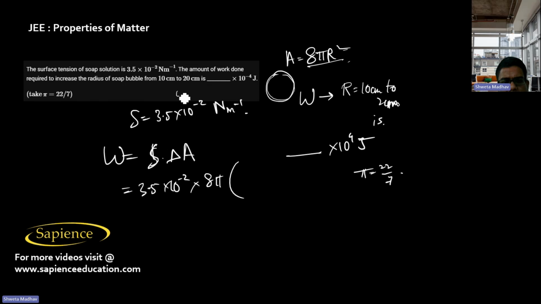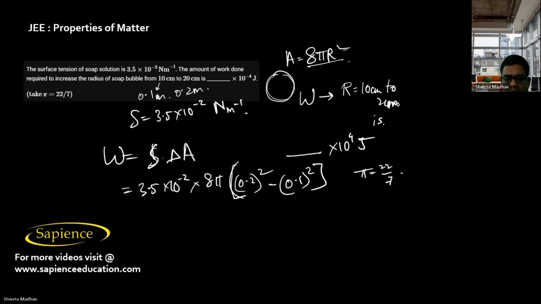20 centimeter means 0.2 meter, and 10 centimeter means 0.1 meter. So 3.5 into 10 power minus 2 into 8 pi into r square, that is 0.2 whole square minus 0.1 whole square.